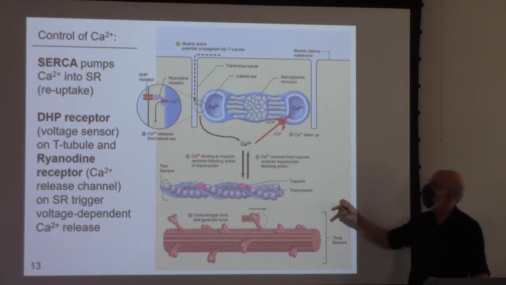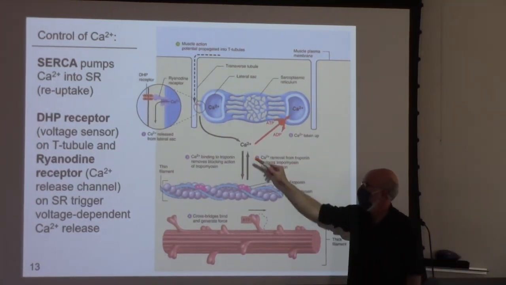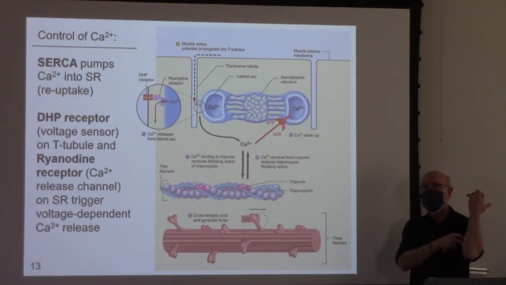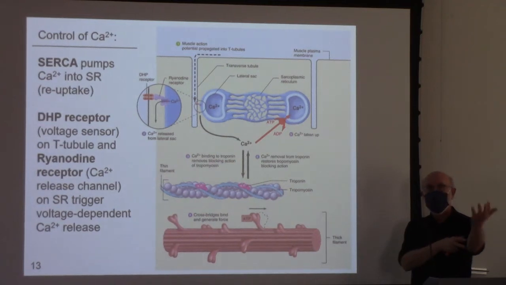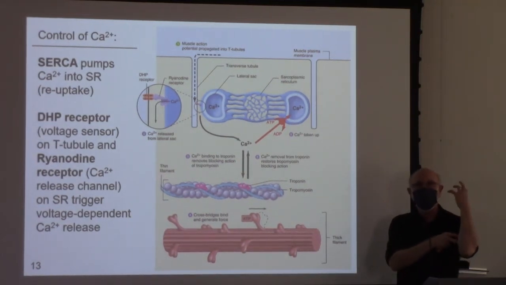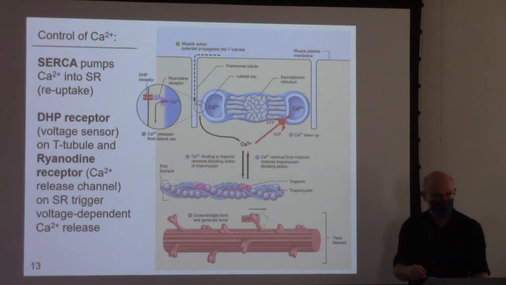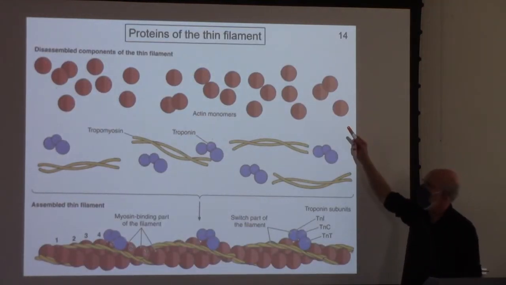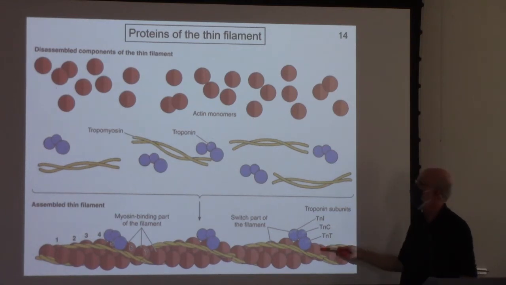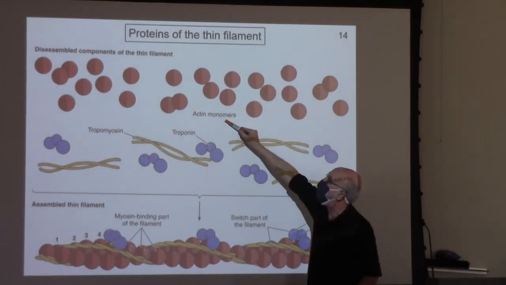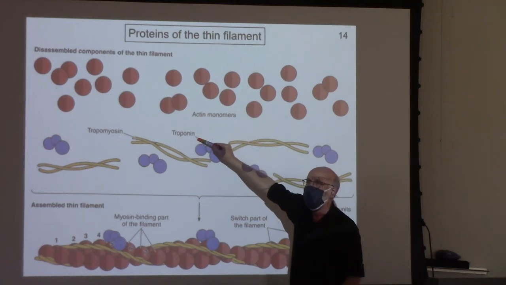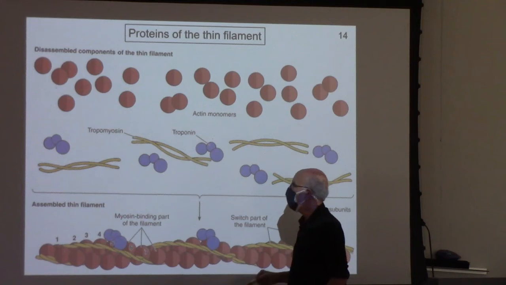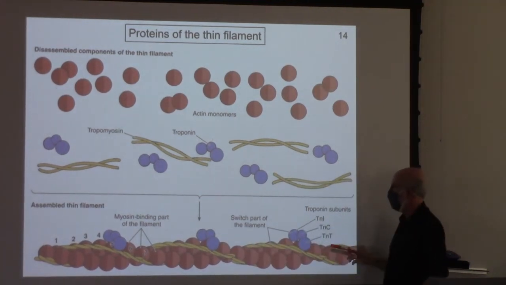Okay, now we're going to get into how the calcium controls contraction. How, when I contract my biceps, there is a calcium-dependent process that allows me to contract my biceps muscle. Let's introduce the players. One player is the thin filaments, which are made up of actin, troponin, and tropomyosin. Here's an assembled thin filament.